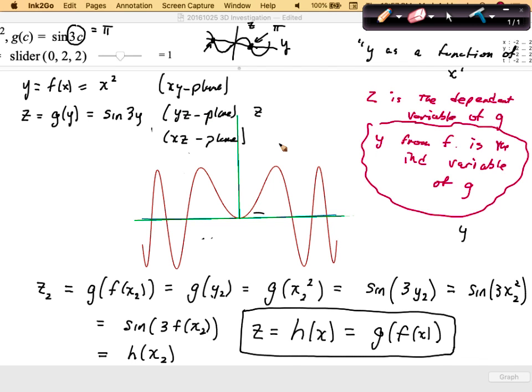All right, in the xz plane, I want to write something similar. What do you think? What's that? So tell me, so h, what? Do it the same way as these others up here. z equals h of x. Do you agree with that? And what is that? I just want a function that gives me z given an x value. Sine of 3x squared.